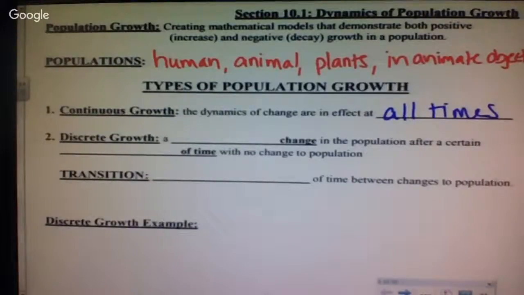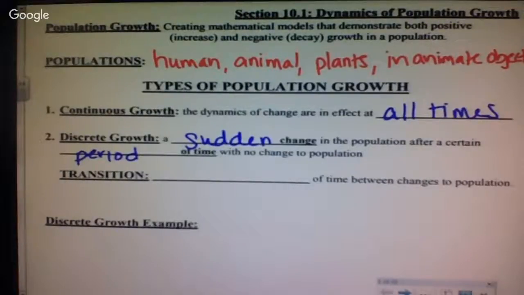We also have something called discrete growth. This is a sudden change in population after a certain period of time. So discrete growth would be the baby boom. We don't have a baby boom every year. It's not continuous. It was all of a sudden, poof, there's all these babies.